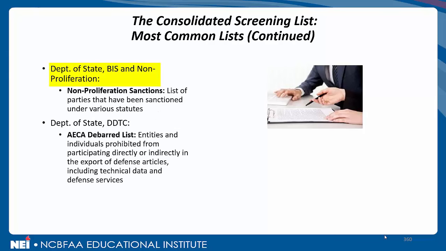Department of State, BIS, and non-proliferation. The non-proliferation sanctions, a list of parties that have been sanctioned under various statutes. Here's one strictly from the Department of State, DDTC. The AECA debarred list. That's the Arms Export Control Act debarred list. Entities and individuals prohibited from participating directly or indirectly in the export of defense articles, including technical data and defense services. That's a DDTC list. But it can be screened by using the consolidated screening list, as can the others that we've listed.